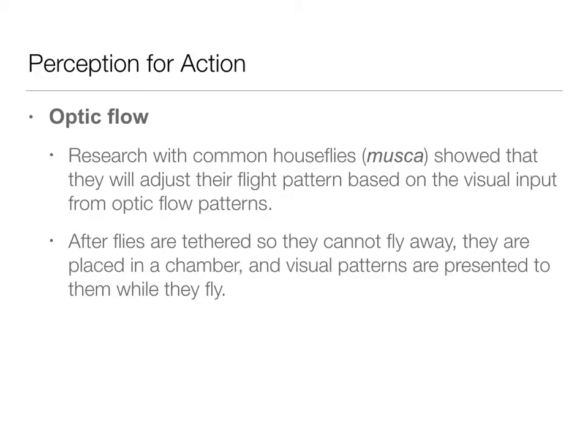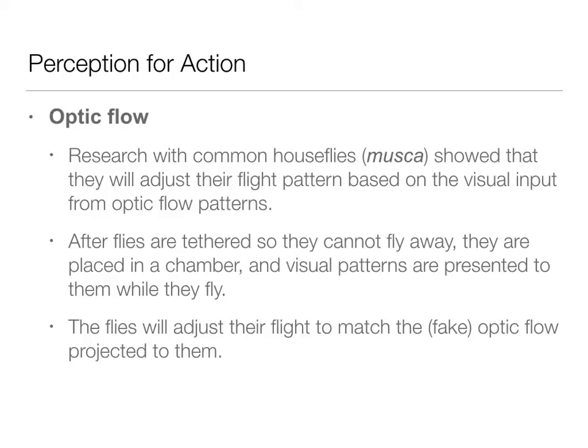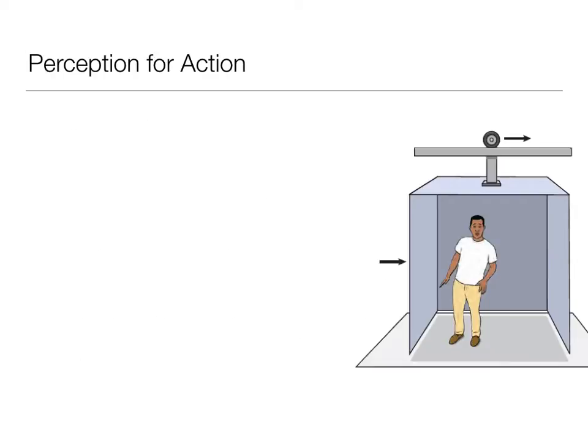They'll also tether the flies so they can't fly away, and place them in a chamber and change the visual images presented to them. Again, the flies will adjust their flight to match this fake information that they're given from these moving rooms. Your text actually talks about this moving room in terms of adults. These people get to stand. They don't have to sit in a high chair.